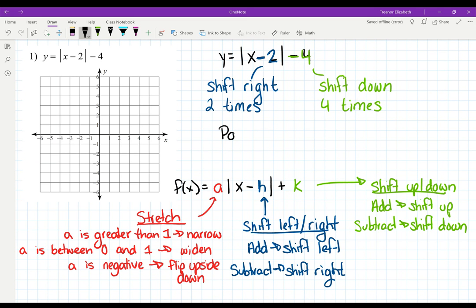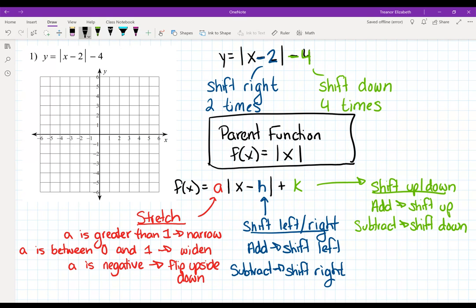So remember, the parent function for absolute value is y, or f of x. I'll write f of x here since it is a function. F of x equals the absolute value of x. So this is the parent function forever and always for absolute value. And I'm going to graph it. I'm going to graph the parent function first on the axis to your left. So this graph you see here is the parent function.